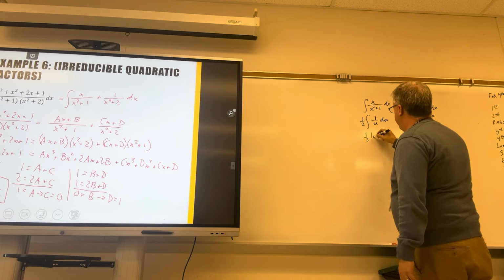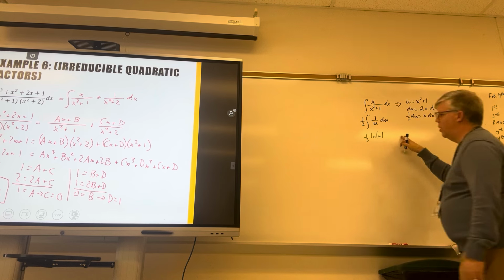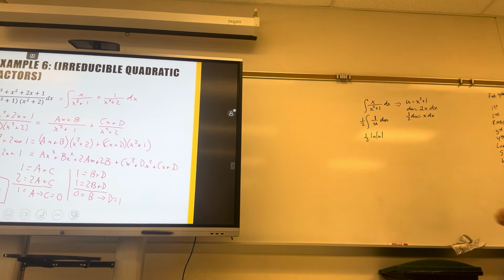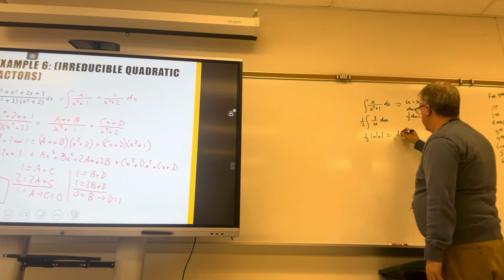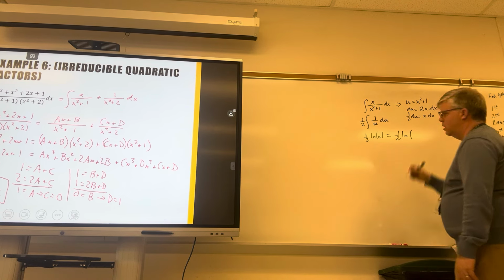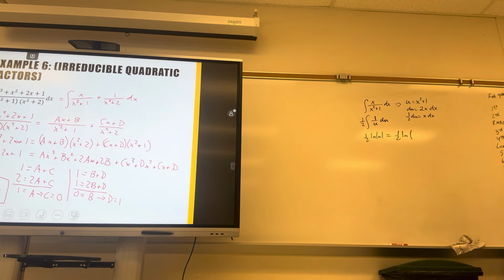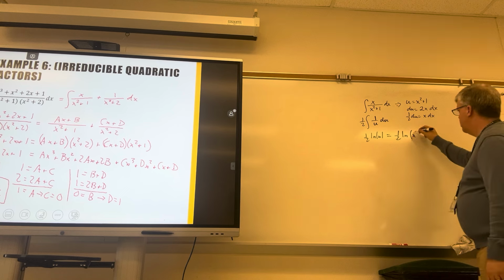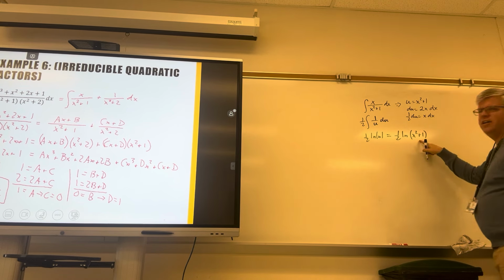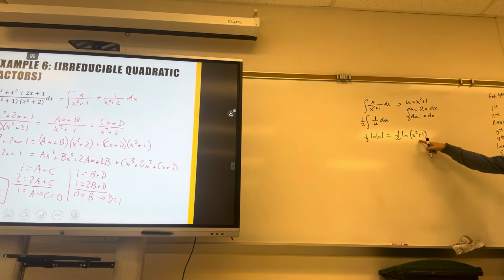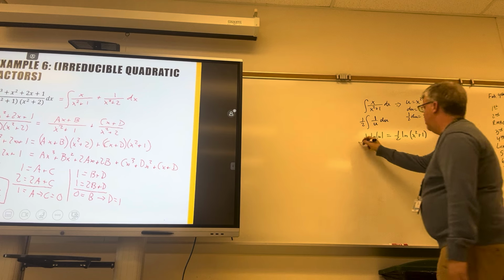Antiderivative will be 1/2 ln u. I'll wait for the plus c because we have the other part to do also. But I want to put this back into x terms. So it's 1/2 ln of x squared plus 1. And you see I don't need absolute value here? Why is that again? It's not negative, right? Okay, so that's that one.